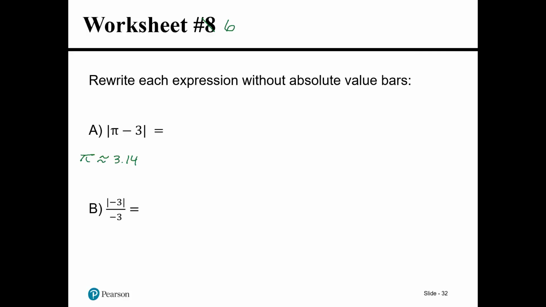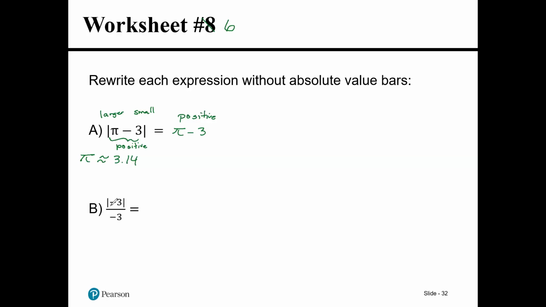All right, so for A, pi is roughly 3.14. So in this case, we have a larger number and we're subtracting a smaller number. This statement right here is already positive. So unlike the other case where we had 1 minus the square root of 2, because the square root of 2 was bigger than 1, we had to do the flip. Here we don't have to, because this is just going to stay pi minus 3, because that's still going to be a positive value. So it goes from positive to positive, nothing needs to change.